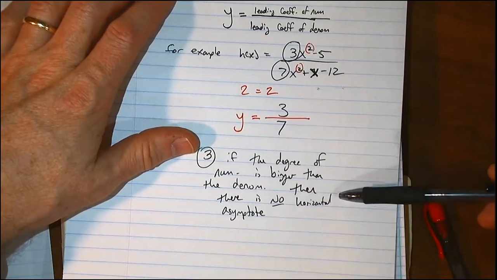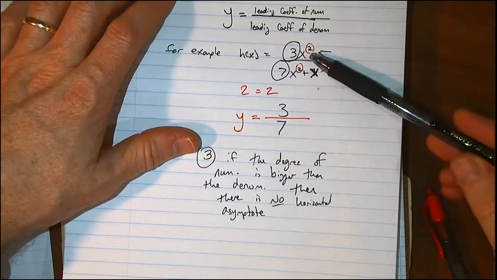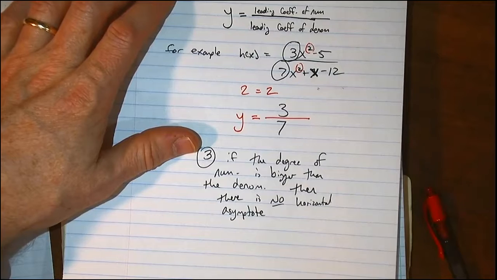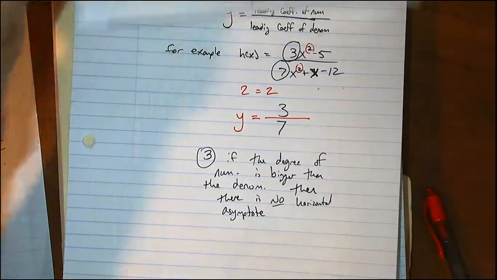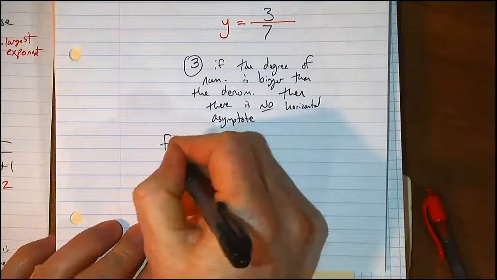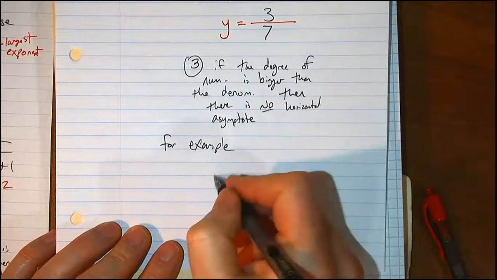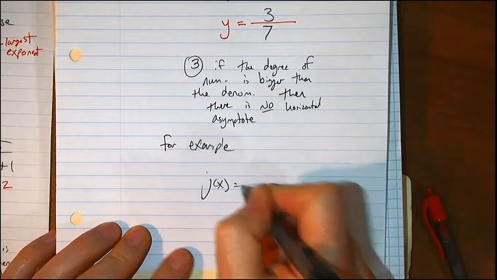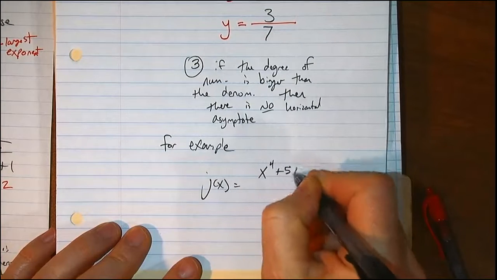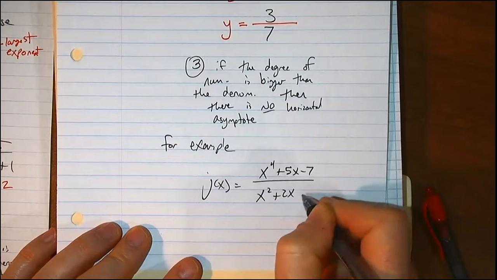So in our class, all we're going to ask you to do is just simply say that if this is smaller than that, that there's no horizontal asymptote. And that'll be good enough for our class. All right. So let's wrap up this video with a quick example of what that would look like. All right. So for example, if I have the function j of x is equal to x to the fourth plus 5x minus 7 over x squared plus 2x minus 4.